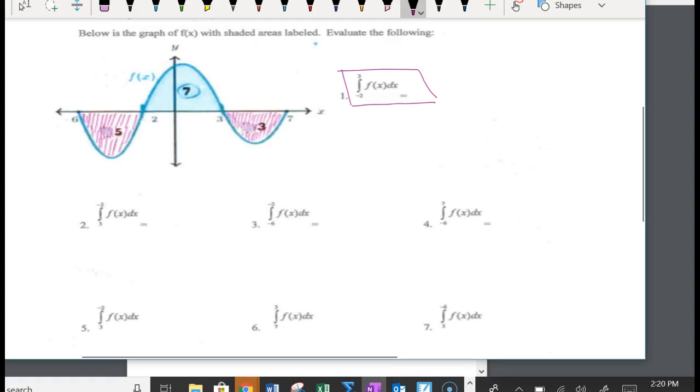We are looking at the net signed area bounded between the function f of x and the x-axis from -2 to +3. Follow my pen here. We are going from -2 to +3, from the left to the right. What I'm looking at is the area bounded between the function f of x and the x-axis from -2 to +3. That area is 7.